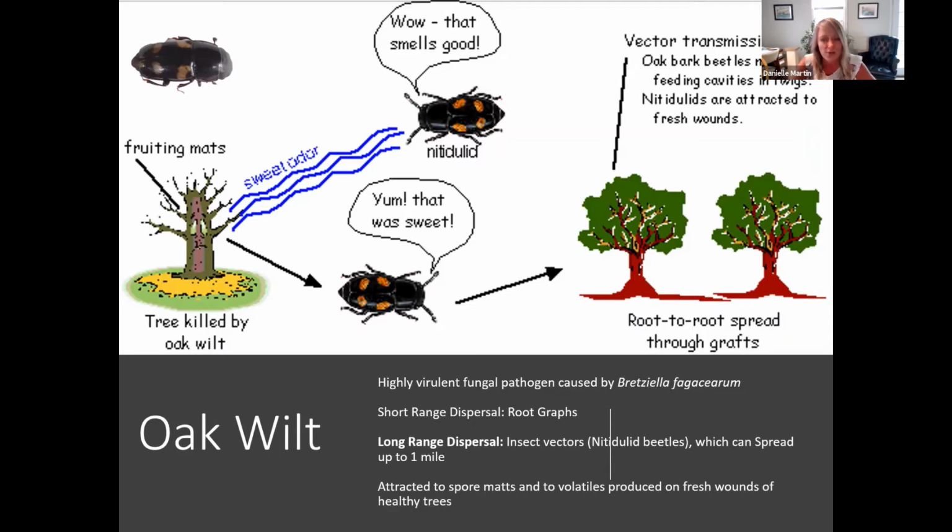While the oak wilt fungus frequently spreads via root grafts of the same species, overland spread of oak wilt is vectored by nitidulid beetles. These are tiny little beetles that are attracted to the fruity smell produced on spore mats underneath the bark of an infected tree. Here comes the beetle. They're then attracted to the volatiles produced by healthy trees when there is a wounding event, either caused by storm damage, pruning, or harvesting.